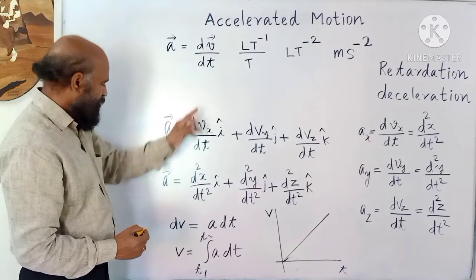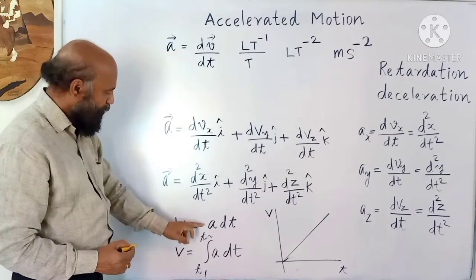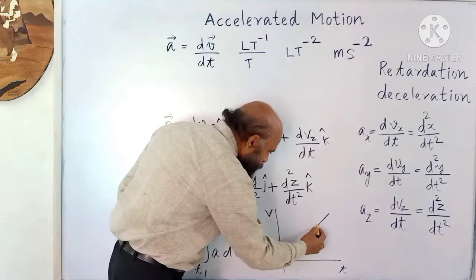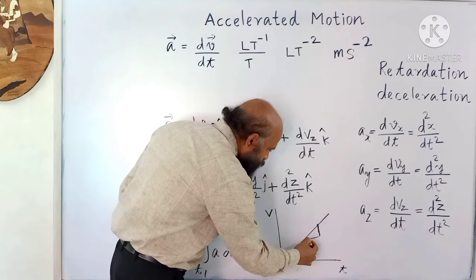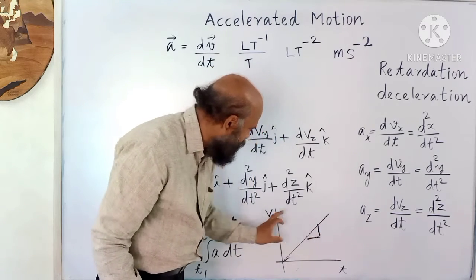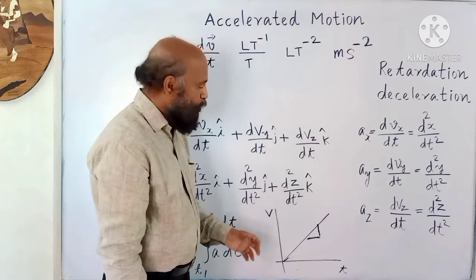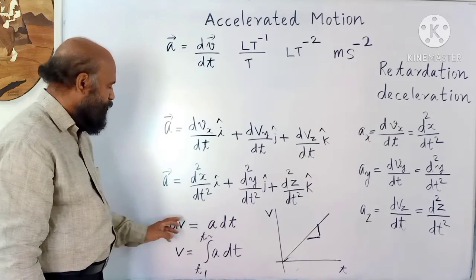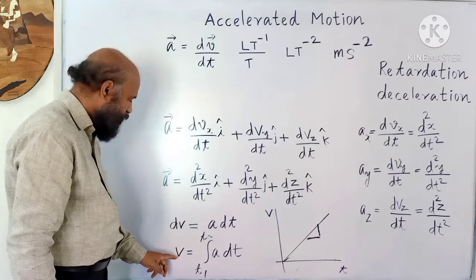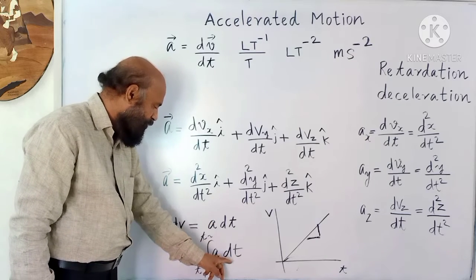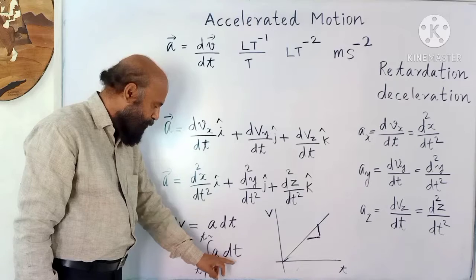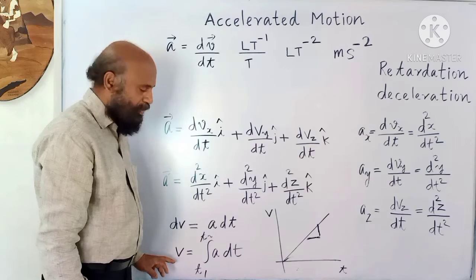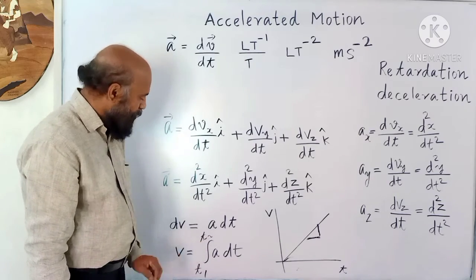Now from this we can write dv is equal to a dt. So this is a velocity time graph. Its slope will give you acceleration. This is a change in velocity, this is a change in time. The slope of the velocity time graph will give you acceleration. If you integrate this, the integral of dv is v, then the integral of a dt. Time is the variable, time is changing from t1 to t2. So you can get velocity by integrating.